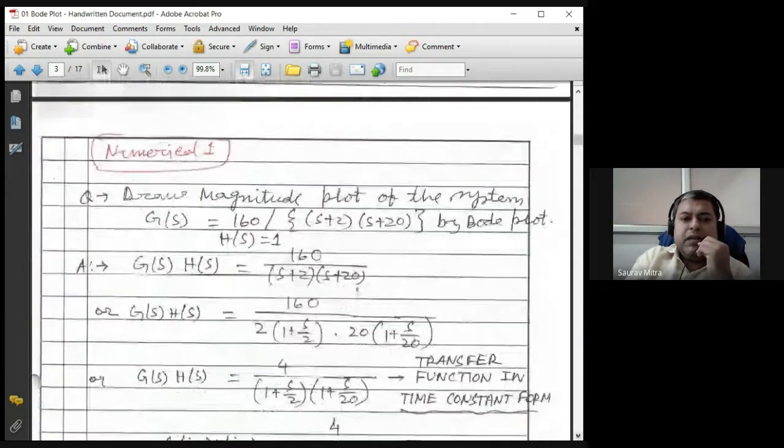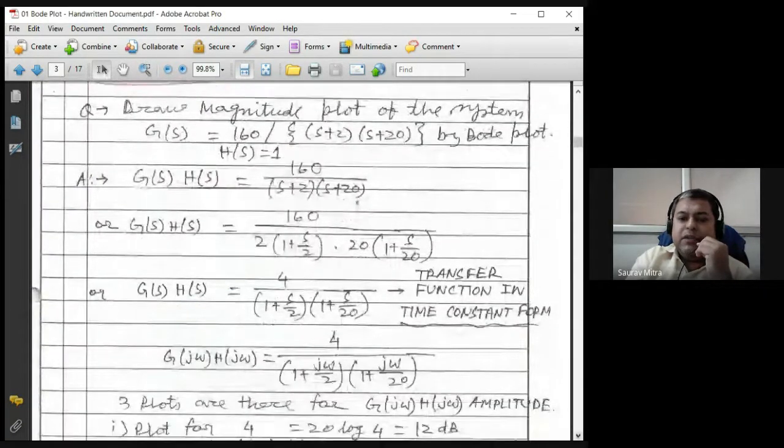So let us see one numerical, though I have not solved it using semilog paper. Later on I will show you some numericals with semilog paper. But let us see this numerical, how to construct it. And the main pain point, I'll tell you, is finding the resultant of all the amplitude plots that we have drawn.